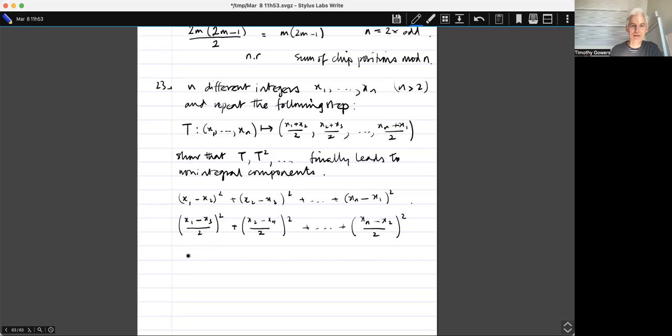So what's the sum of the squares of these things? So I'll get an x1 squared over 4 plus another x1 squared over 4, so I get a half x1 squared, plus xn squared, plus, and what's the rest of the contribution? I'll get x1x2, which will be divided by 4 but multiplied by 2, so plus a half x1x2, plus xnx1.